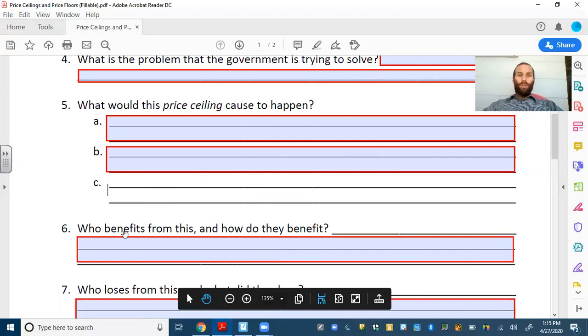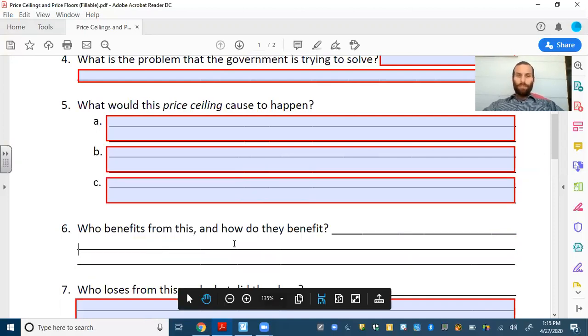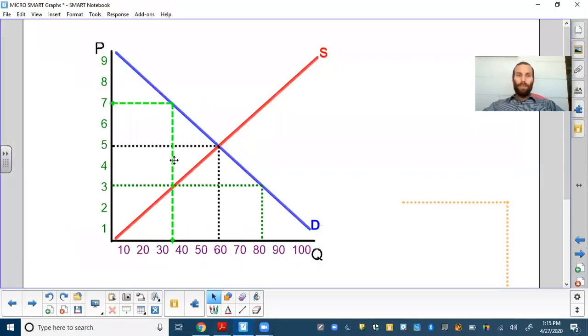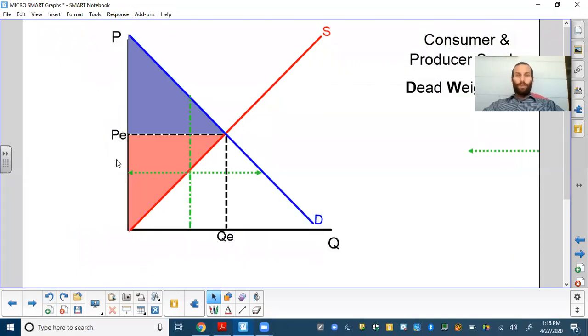So let's go over this part here for 6. Who benefits and how do they benefit? Well, we can kind of look at the graph here. If we go back to our consumer and producer surplus, what you might notice is right in here, we have a little bit of an issue.